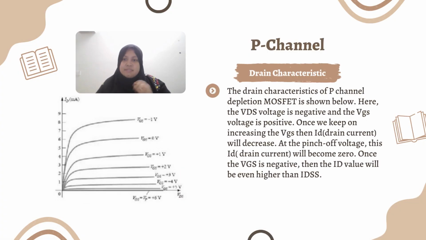Let's move to the p-channel drain characteristic. The drain characteristic of the p-channel depletion MOSFET is shown below. Here, the VDS voltage is negative and the VGS voltage is positive. Once we keep increasing the VGS, the ID, which is the drain current, will decrease. At the pinch-off voltage, this ID will become zero. Once the VGS is negative, then the ID value will be even higher than IDSS.